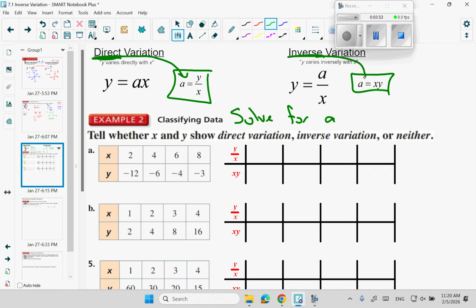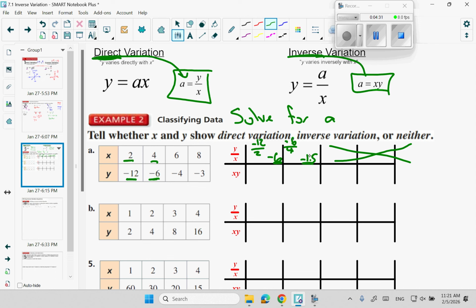So what I need to do is I need to show that one of these relationships is consistent, aka I get the same values. So for each thing, I test it. So for example, y divided by x. I'm going to do negative 12 divided by 2. That gives me negative 6. And move on to the next one. Negative 6 divided by 4. If I type that in my calculator, I get negative 1.5. I'm already going to see that I'm not going to get the same values by dividing. So I can skip the rest of it.